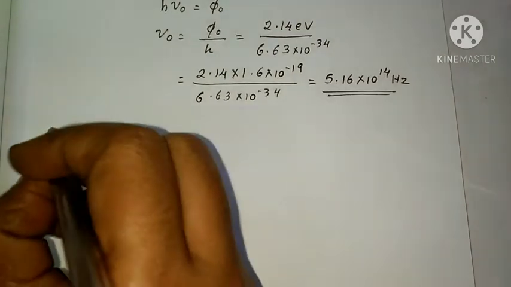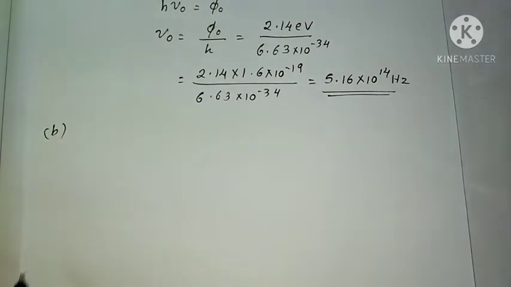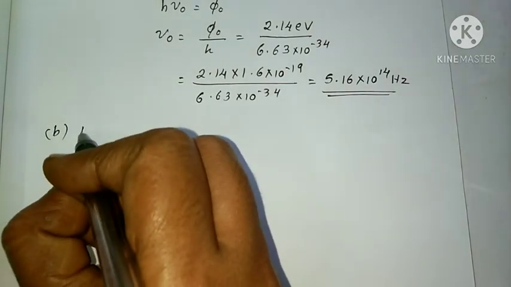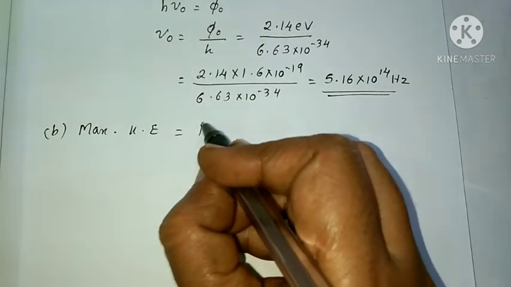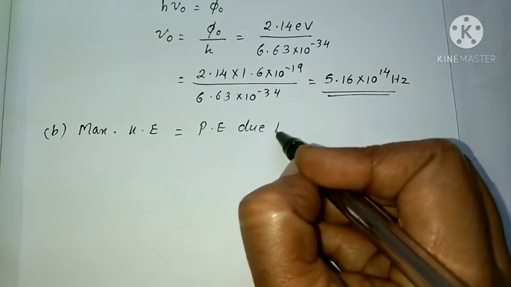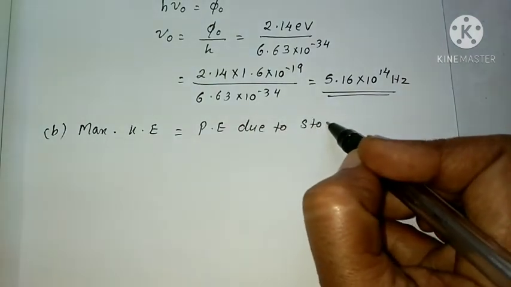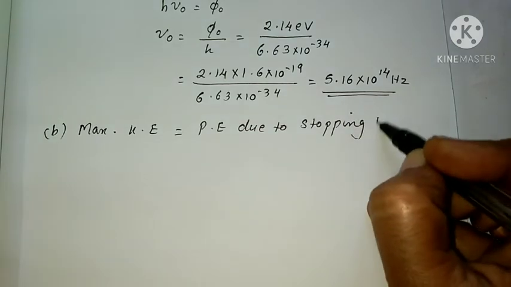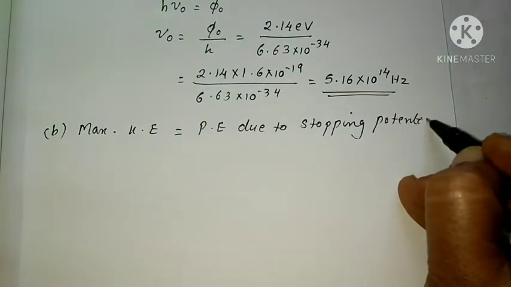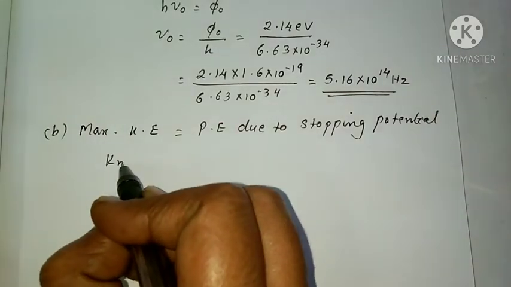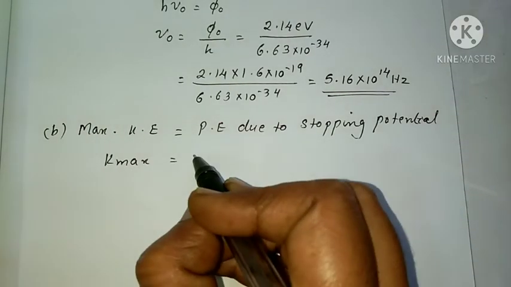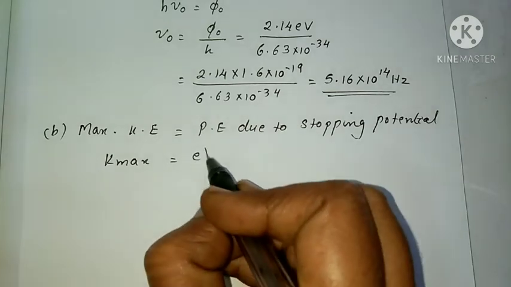So when the photocurrent becomes 0, as you studied in the theory, the maximum kinetic energy of the photoelectron is equal to the potential energy due to the stopping potential. You studied this in the theory part, isn't it? This is the formula. So we can write K maximum, the maximum kinetic energy, is equal to the potential energy due to stopping potential, that is eV0.